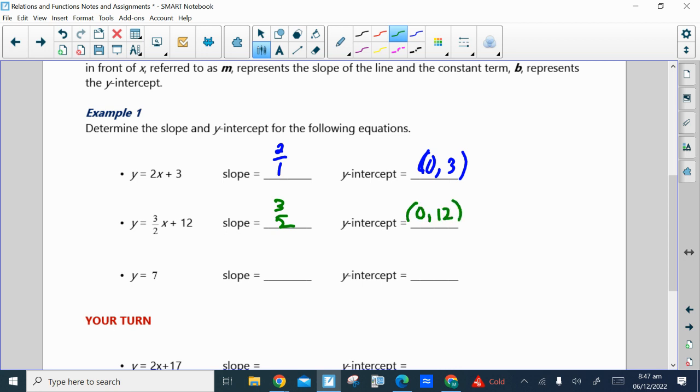The y-intercept is where the graph crosses the y-axis. It's where x is 0. To get to a point on the y-axis, you don't go left or right. You just go up or down.